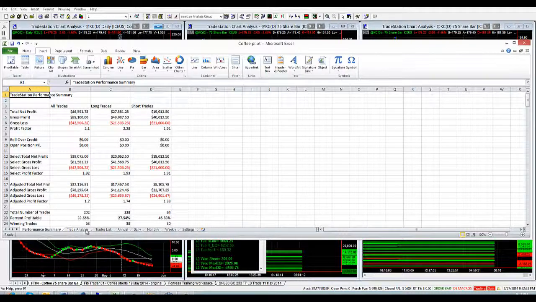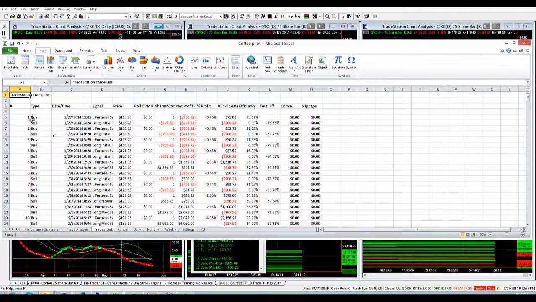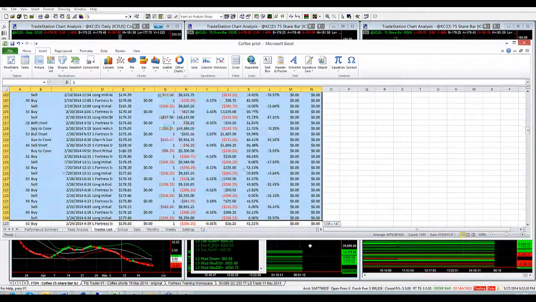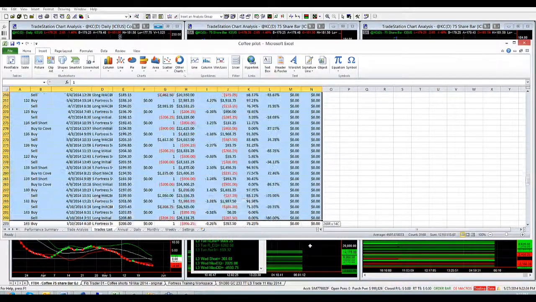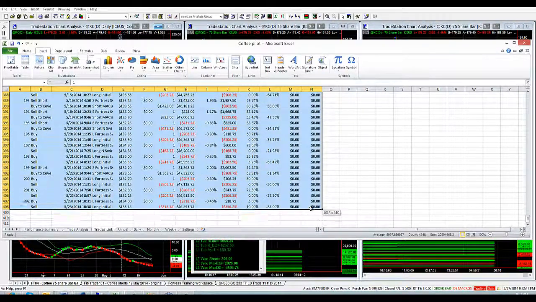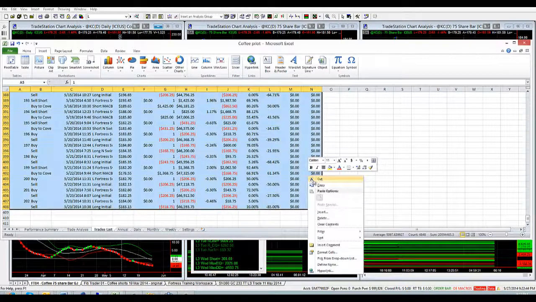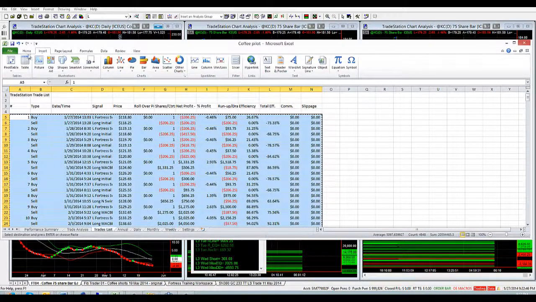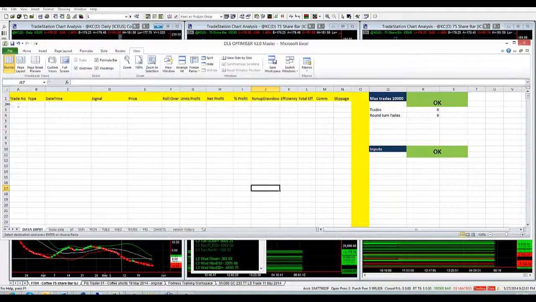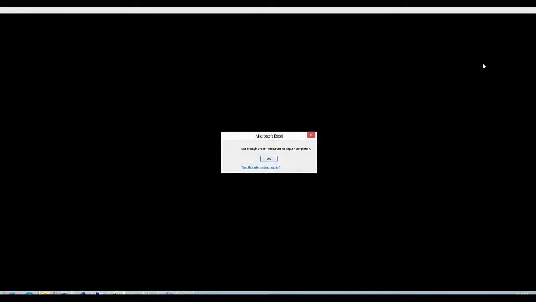Now what we need to do here is copy our trade list, because that's where all our information is. We need to copy that trade list, and we're just copying all trades. Some 200 odd trades, 202 trades. So we'll copy that and we'll go to our DLS and drop that in our data input.